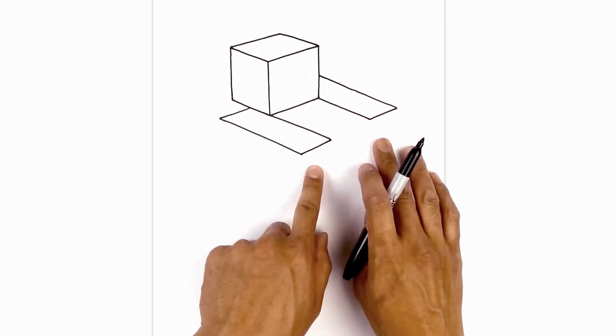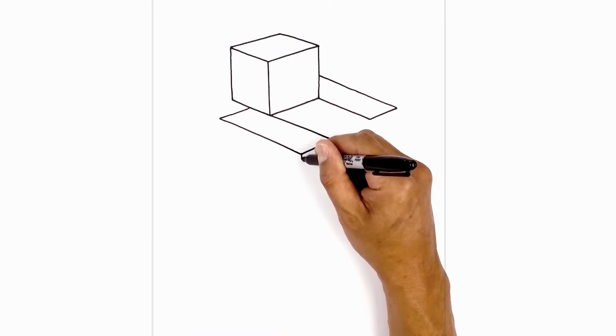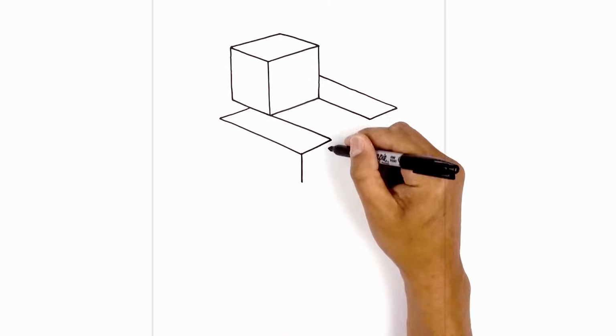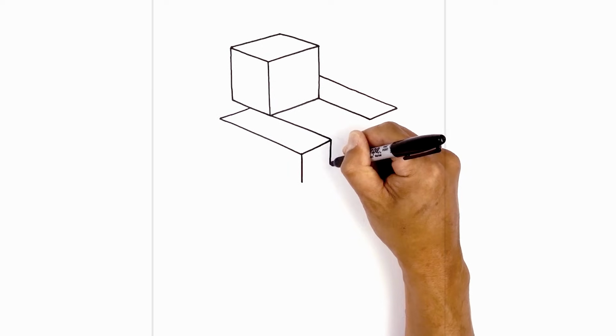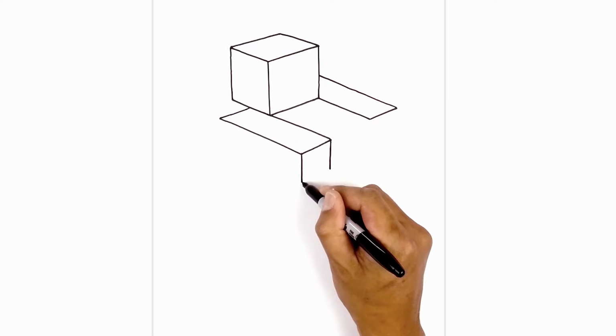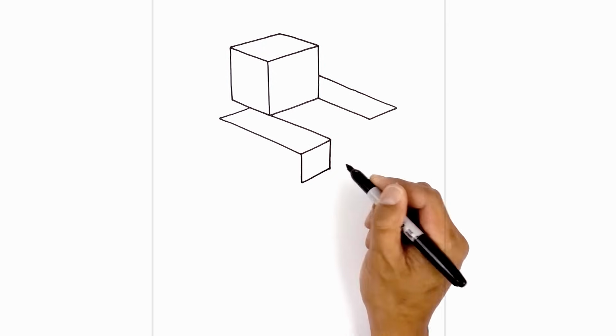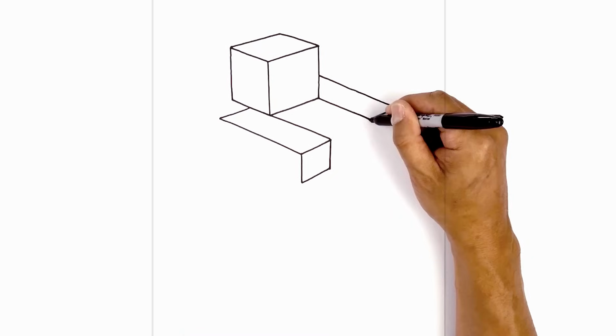Now let's square off the front of the arms. From this point here, we're going to come straight down the line. From the inside, we'll do the same thing. Now we're going to close this bottom part off with an angled line going up. Now we're going to take that and draw the same thing on the right side.